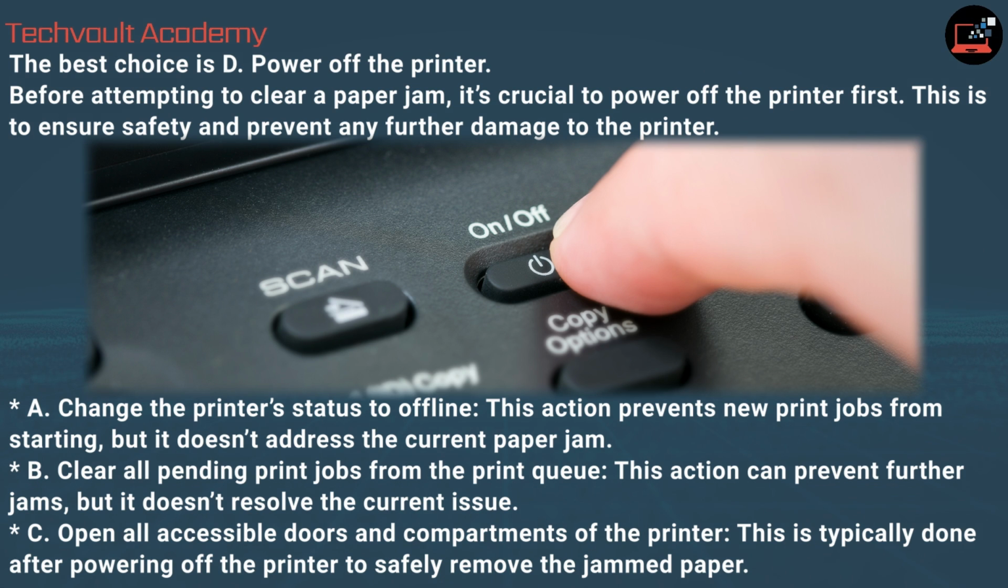A. Change the printer's status to offline. This action prevents new print jobs from starting, but it doesn't address the current paper jam. B. Clear all pending print jobs from the print queue. This action can prevent further jams, but it doesn't resolve the current issue. C. Open all accessible doors and compartments of the printer. This is typically done after powering off the printer to safely remove the jammed paper.